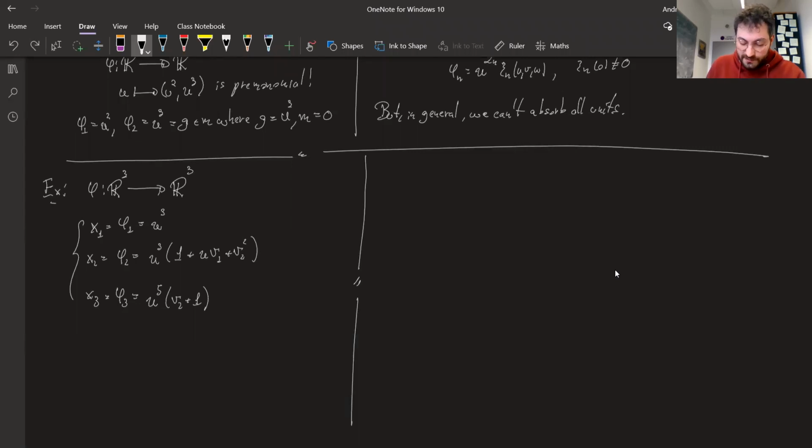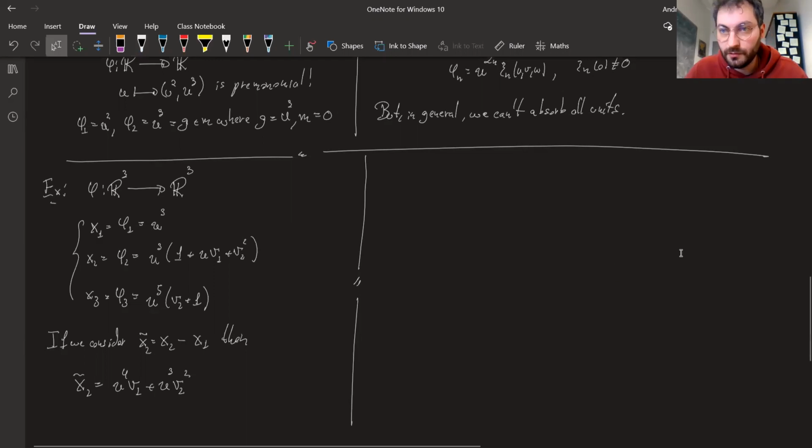And another way to see this is that if we make a change of coordinates in the target, and we consider x tilde 2 equals x2 minus x1, then this x tilde 2 is going to be equal to u^4 v1 plus u^3 v2 squared, which is not in monomial form.